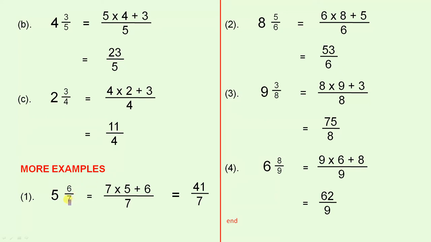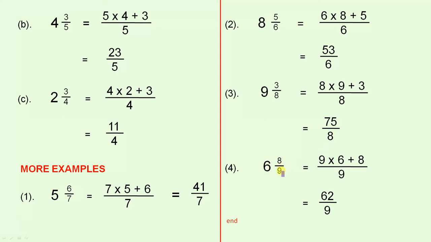5 6/7. 7 times 5 plus 6. There it is there. You place that over 7. 7 5s are 35, plus 6 is 41, 41 over 7. 8 5/6, 6 8s are 48, plus 5. There it is there, over 6. So 6 8s are 48, plus 5 is 53 over 6. 9 3/8. 8 9s are 72, plus 3, all over 8. 72 plus 3 is 75, all over 8.